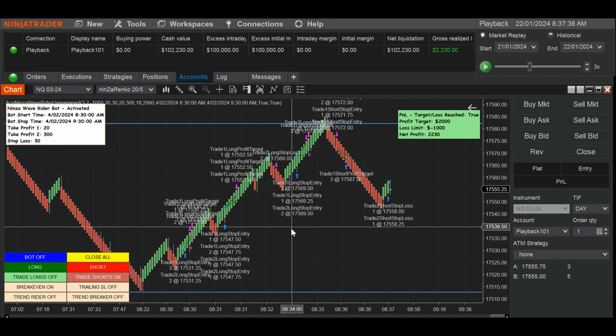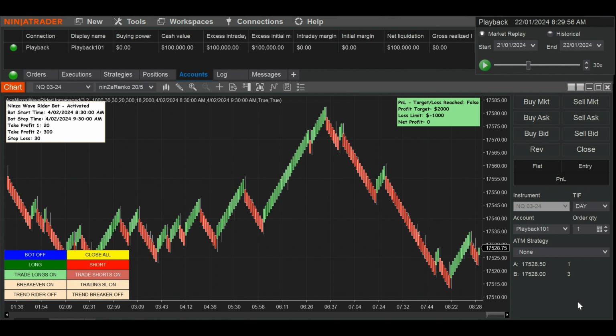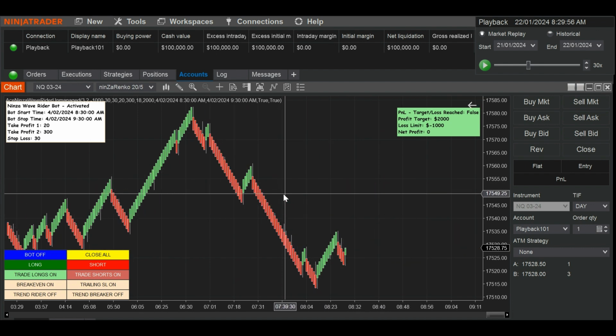Now I'll talk a bit about our next aspect to the bot, and that is the trend rider and the trend breaker. Let's talk about another option we have on our Ninza Wave Rider Bot called the trend breaker. What the trend breaker will do is only take trades once a trend is formed, so a trend line is formed. This way we don't necessarily need to draw our trend lines on like the previous example. It will draw our lines on for us, and then if it breaks those lines, it will trade.